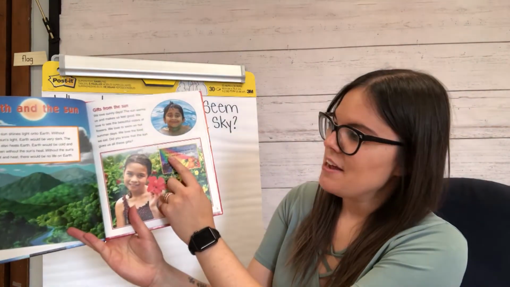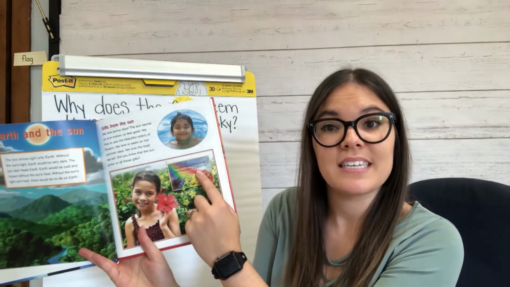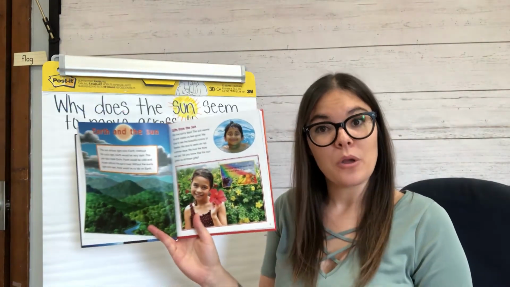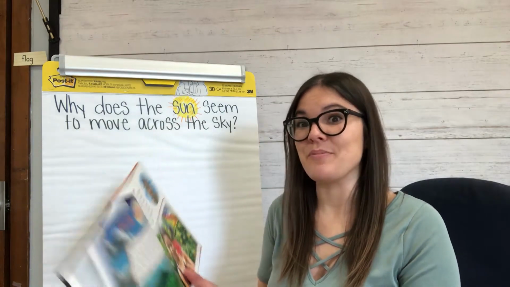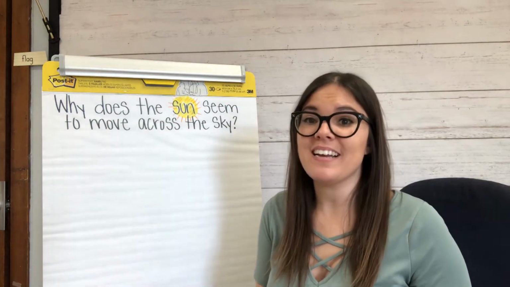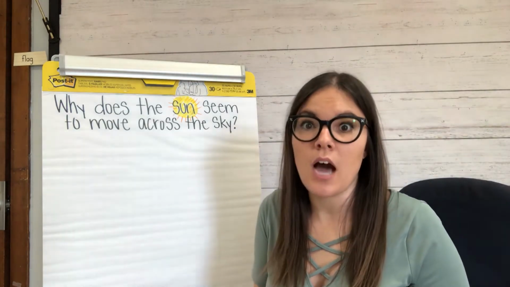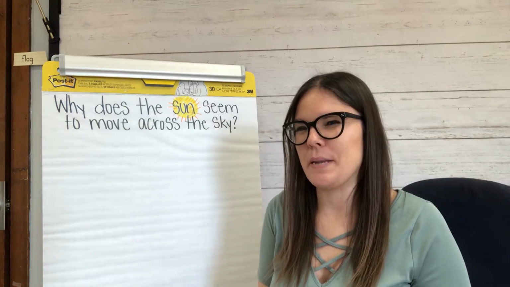Right here it says, the sun gives us foods we eat. It also gives us colors. So the reason why we see colors and we have colors is because of the sun. Awesome. Okay, so like I said, we're not going to read this whole entire book because it gives us a lot of information. So we're going to kind of read it bit by bit.